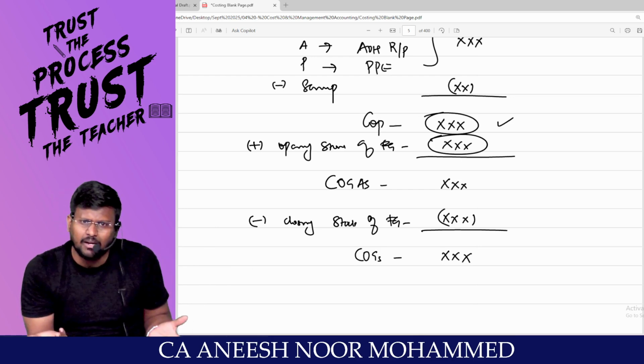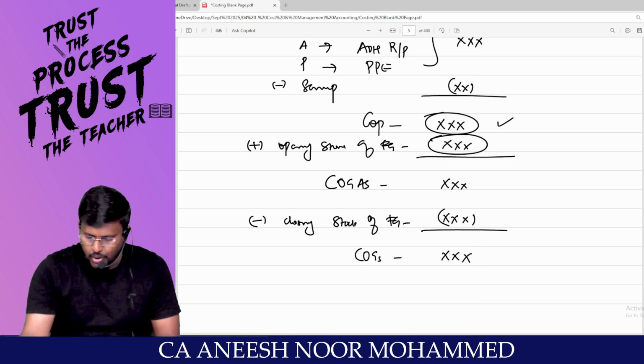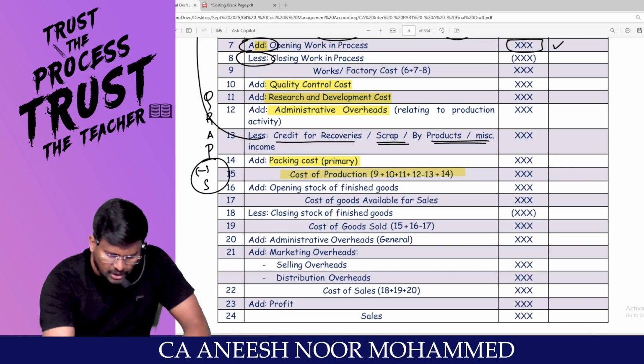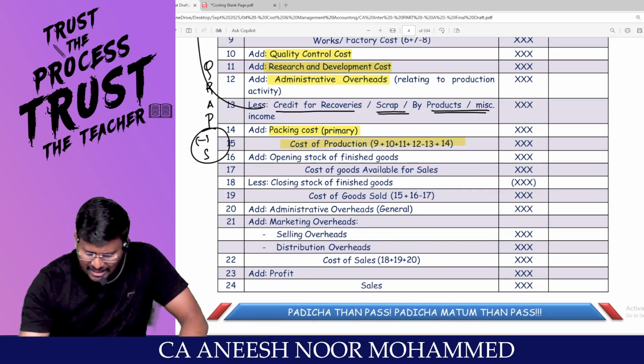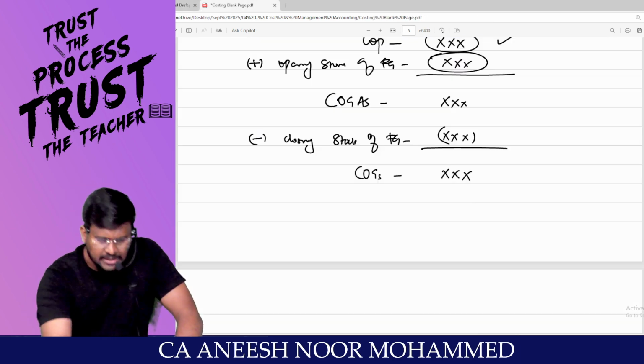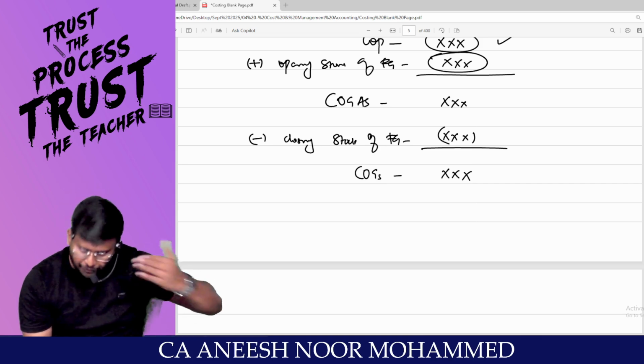But you won't sell 100%. Less closing stock of finished goods, and you will get the cost of goods sold. Sir, that is what? Cost of goods sold here. Hello, sir, in order to sell the product, I have to incur further more cost.